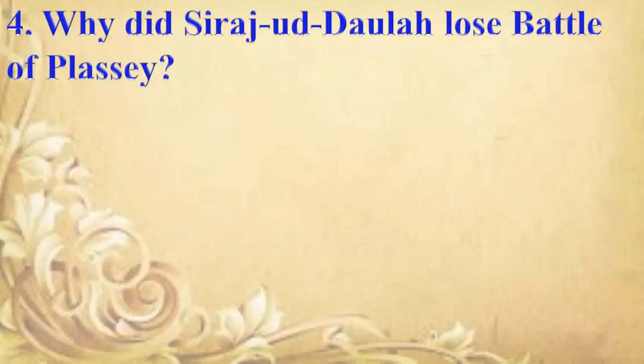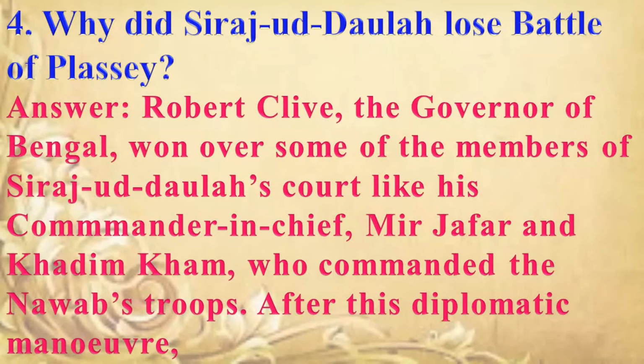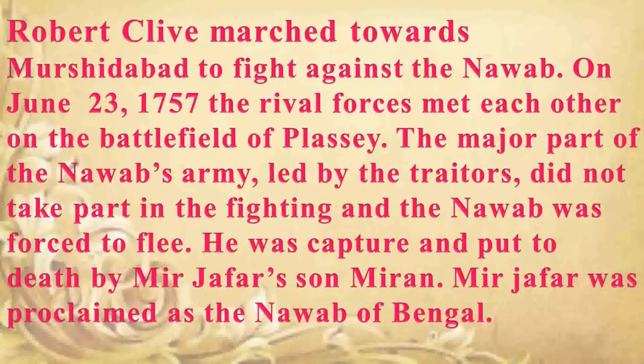Why did Siraj-ud-Daulah lose the Battle of Plassey? Answer: Robert Clive, the governor of Bengal, won over some of the members of Siraj-ud-Daulah's court, like his commander-in-chief Mir Jafar and Khadim Khan, who commanded the Nawab's troops. After this diplomatic maneuver, Robert Clive marched towards Murshidabad to fight against the Nawab.